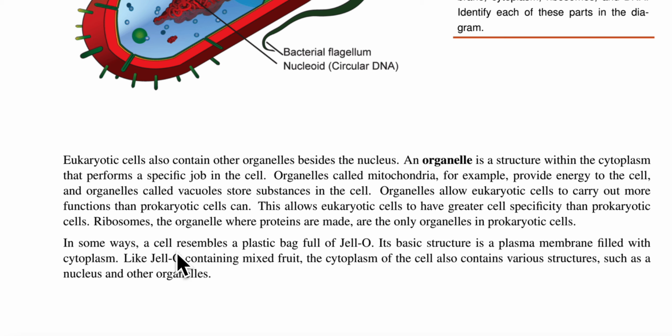In some ways, the cell resembles a plastic bag full of jello. Its basic structure is a plasma membrane filled with cytoplasm. The jello containing mixed fruit. The cytoplasm of the cell also contains various structures, such as the nucleus and other organelles.